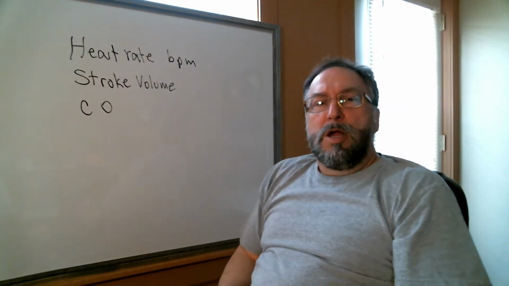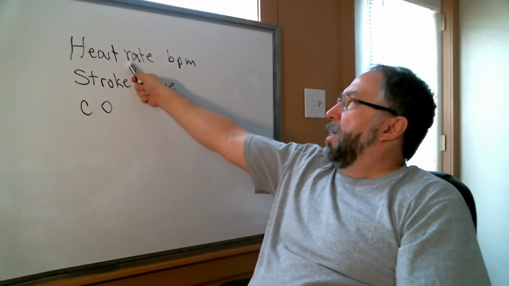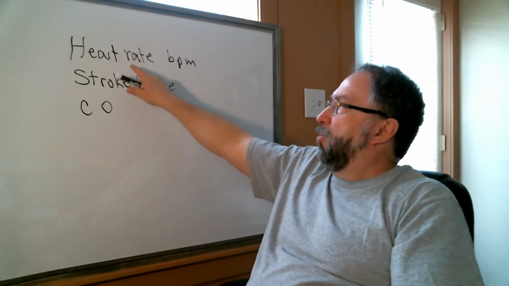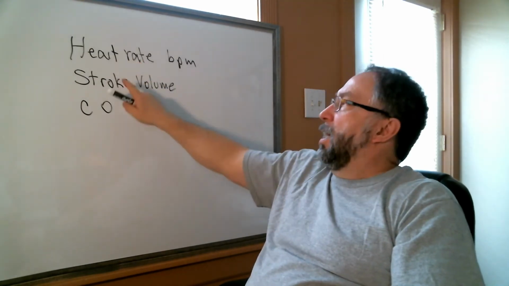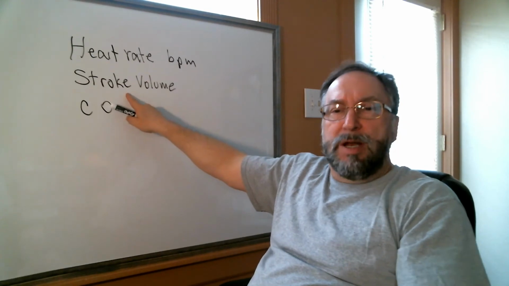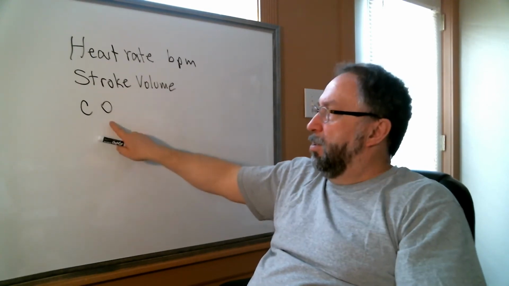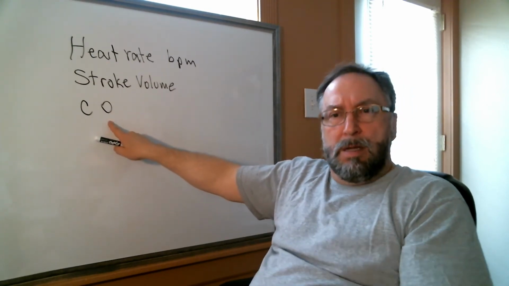Anyway, so you got your heart rate, the amount of beats per minute, got your stroke volume, the amount of blood per beat, and this here is the amount of volume in a minute.